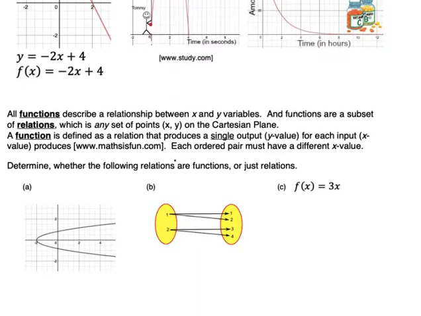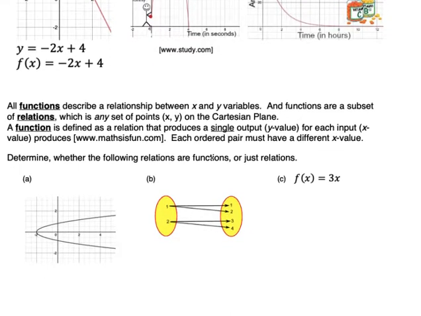Okay, so functions, as we said, they describe relationships, okay? And they're a subset of relations, which is just a whole bunch of x and y points. So anything is a relation that has an x and a y. Not everything is a function, okay? A function is defined when it has a single y value for each input, okay? So you can't put in an x and get two possible y values. This is not a proper answer. And so that would not be defined as a function, okay?